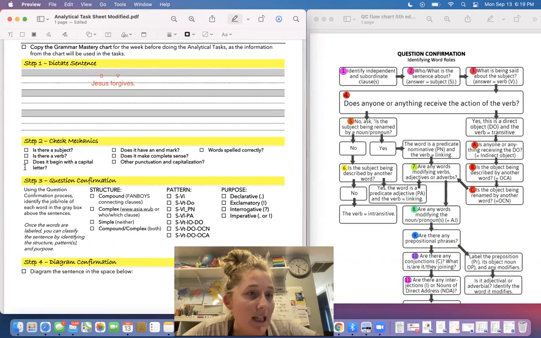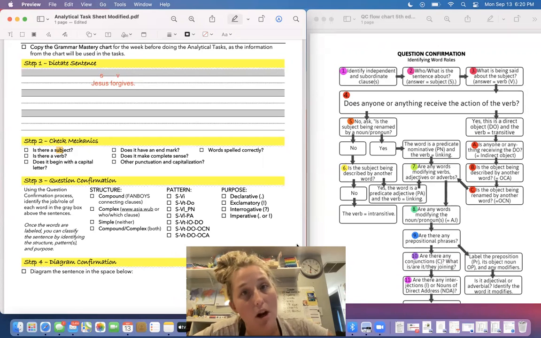Sometimes kids can do that. Like my kiddo, he was able to figure out that the subject was Jesus and that the verb was forgives before we even went into the question confirmation section. So that's okay. This will just help you confirm that those are the correct answers. You do not have to wait till this portion. That's why it's called question confirmation, to make sure that you got your diagramming correct.